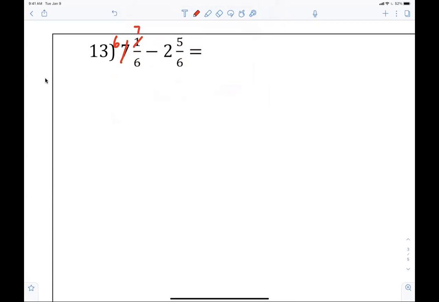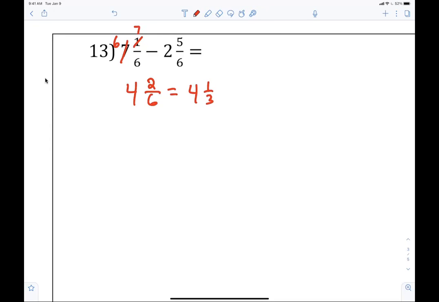All right. Now, this is something you can do in your head also. That's another reason why I don't like converting it, right? That was just super simple. So now what's 6 minus 2? 4. 7 minus 5? 2. There you have it. 4 and 2/6. But of course, we reduce it to 4 and 1/3. That was just simple. Good for you.